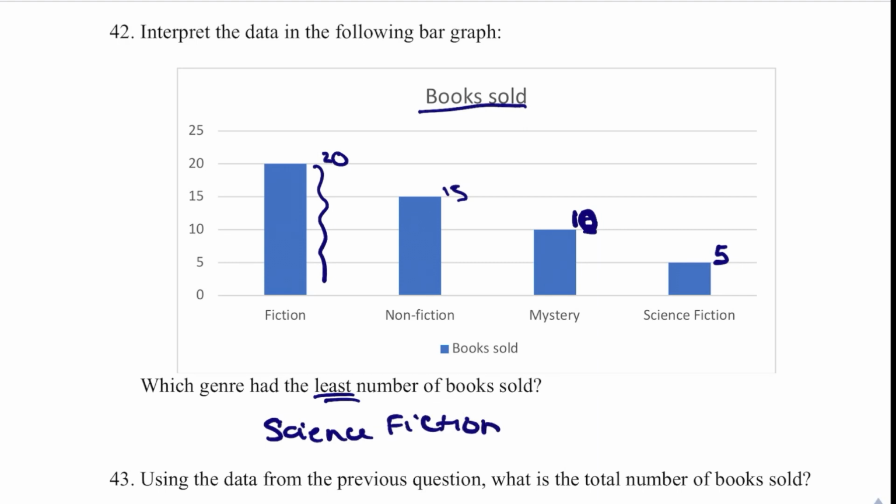Using the data from the previous question, what is the total number of books sold? So we have 20 plus 15 plus 10 plus 5, which is going to equal 50 books.